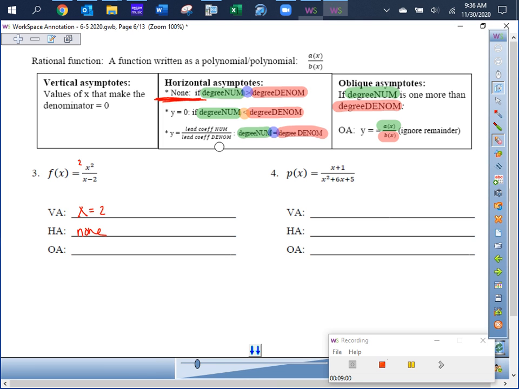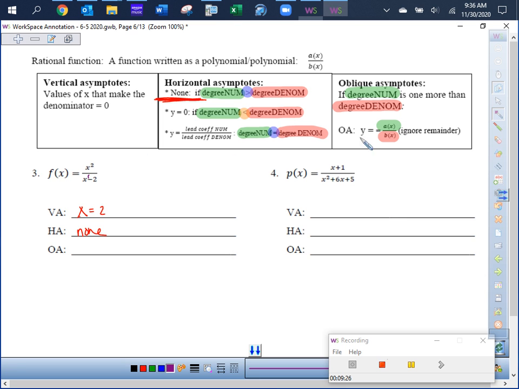But I just want to make sure we're okay with why there's none, is because that's what the rules say, that if the degree of the numerator is bigger than the degree of the denominator, there's going to be no horizontal asymptotes. You okay with that? Oblique asymptotes, they may happen, they might not happen. It will only happen if the degree of the numerator is 1 bigger than the degree of the denominator. Is that happening? The degree of this is 2. The degree of this is 1. Is this guy 1 bigger than that one? So there's going to be oblique asymptotes.